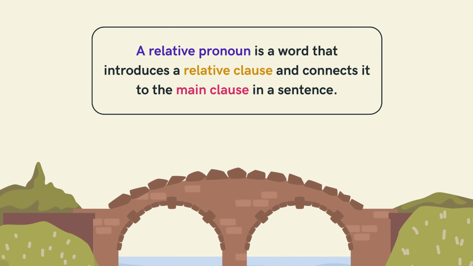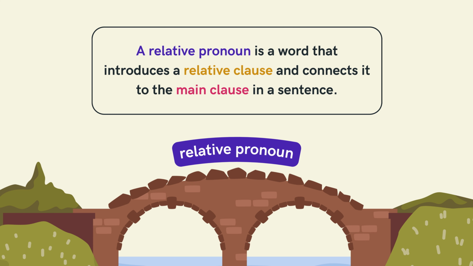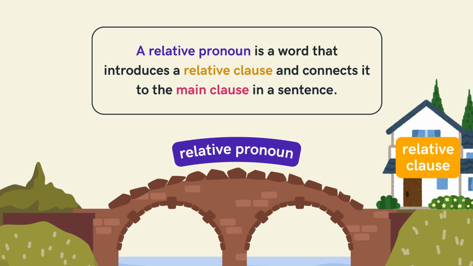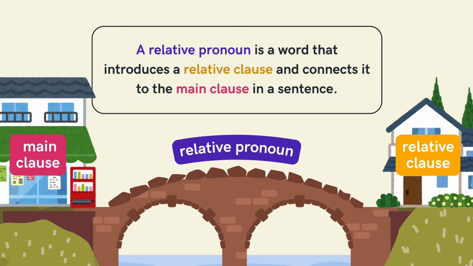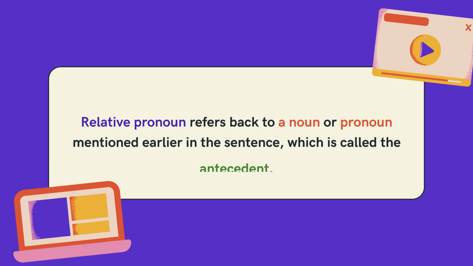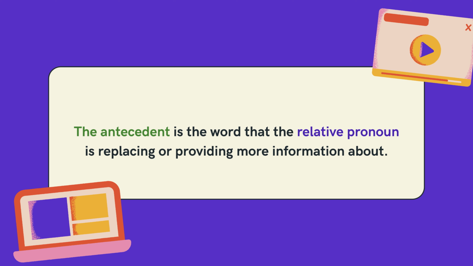A relative pronoun is a word that introduces a relative clause and connects it to the main clause in a sentence. The relative pronoun refers back to a noun or pronoun mentioned earlier in the sentence, which is called the antecedent. The antecedent is the word that the relative pronoun is replacing or providing more information about.